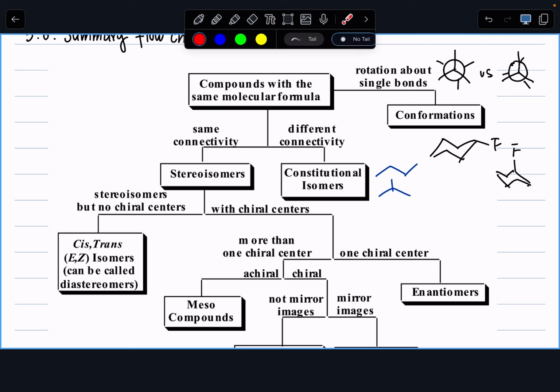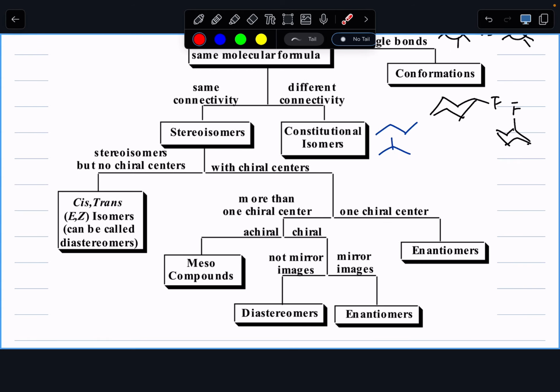Now, if your molecules have the same connectivity, meaning the carbon atom is attached to a carbon, oxygen, hydrogen, hydrogen, etc., you'll then ask yourself, okay, so these are molecules with the same connectivity, but they might be stereoisomers. We have different types of stereoisomers. So on the left-hand side, you have stereoisomers without chiral centers. The example here might be molecules with a double bond.